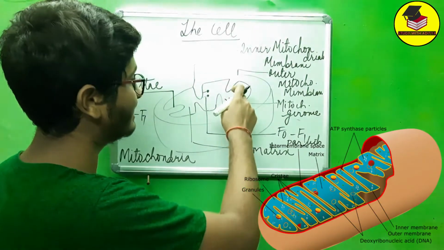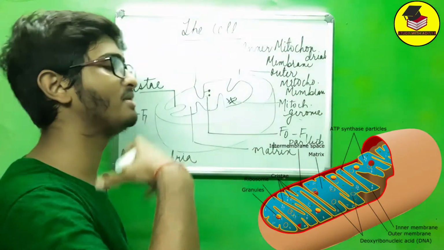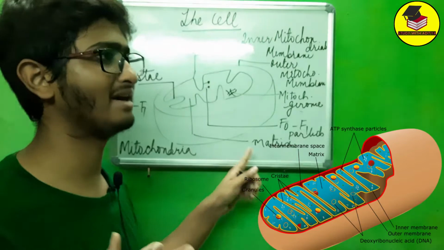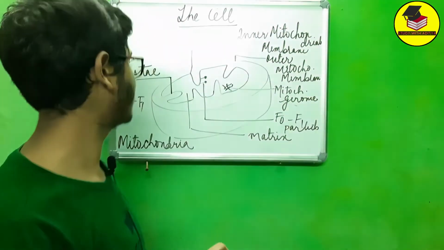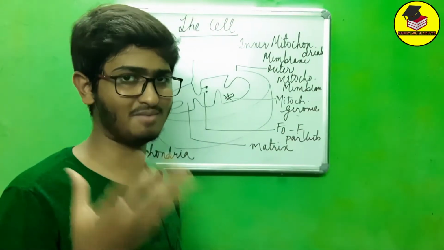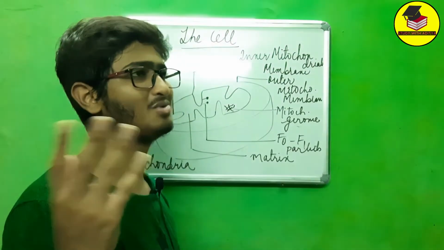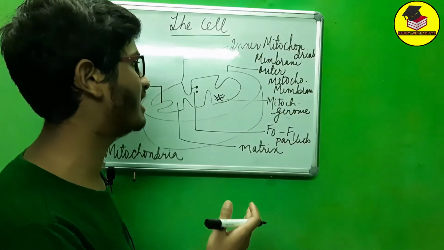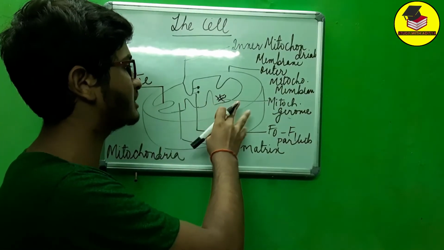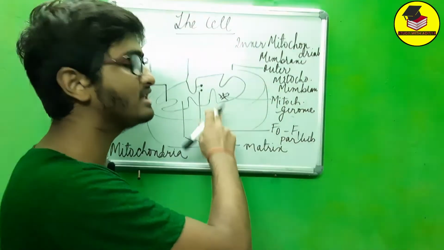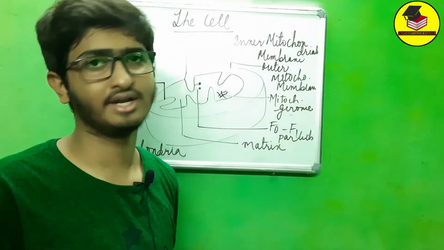So that's why it has a semi-fluid inside, which is known as matrix. Okay, matrix. In mathematics also, हम लोग पास एक topic होता है matrix. Don't confuse with that. I've already told you about matrix. Now you can see some thread-like structures inside the matrix. Now this is known as mitochondrial genome.